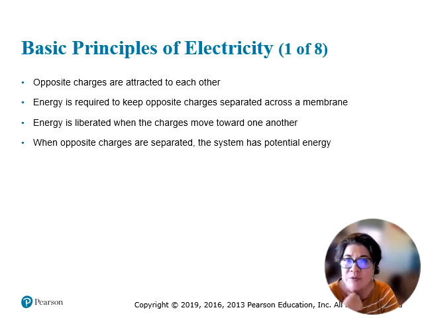Okay, first thing you need to know is that opposites attract when we talk about charges. So positive and negative attract. And in the nerve cell, there's going to be opposite charges on the inside of the cell and the outside of the cell. And energy is required to keep that separate. And that's the key to the action potential, how a nerve impulse is transmitted.